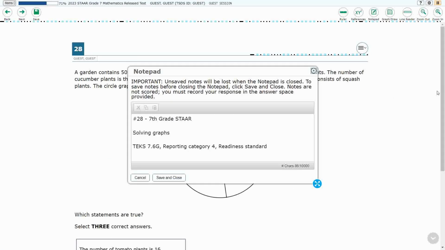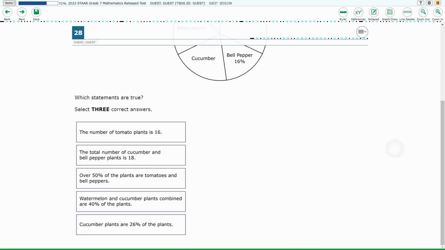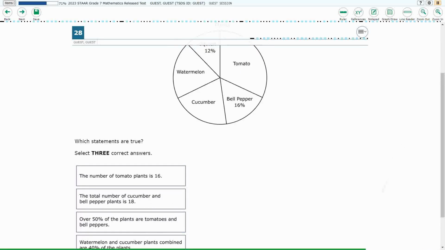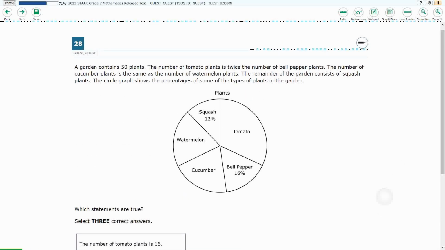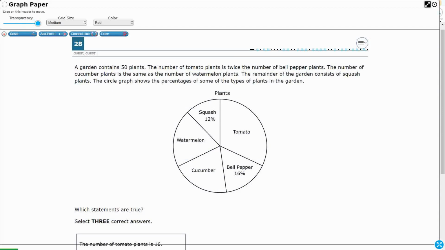For number 28, we are solving graphs. This is a Grade 7 Standard, TEKS 7.6G, reporting category 4. You see it's a hotspot, so there are 5 choices. We need to select 3 correct answers. So let's evaluate this circle graph here. What do we know about it? Because we need to basically get a percentage in each of these slots before we can even look at those answers.